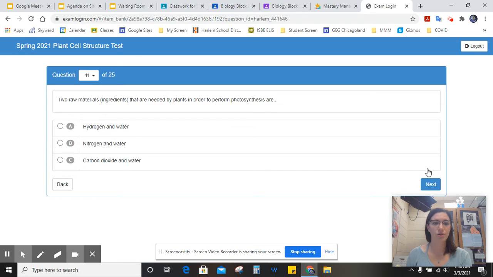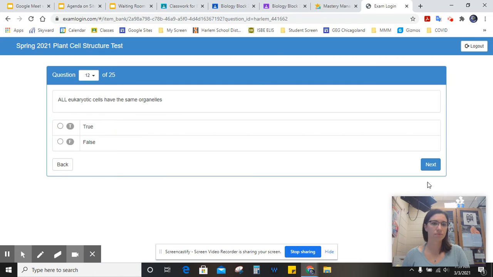Question 11. Two raw materials or ingredients that are needed by plants in order to perform photosynthesis are A, hydrogen and water, B, nitrogen and water, or C, carbon dioxide and water. Question 12. All eukaryotes have the same organelles. T for true, F for false.